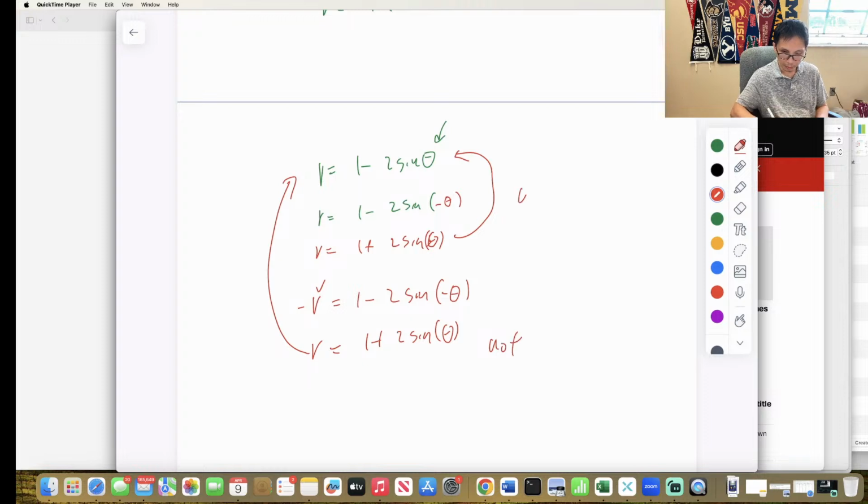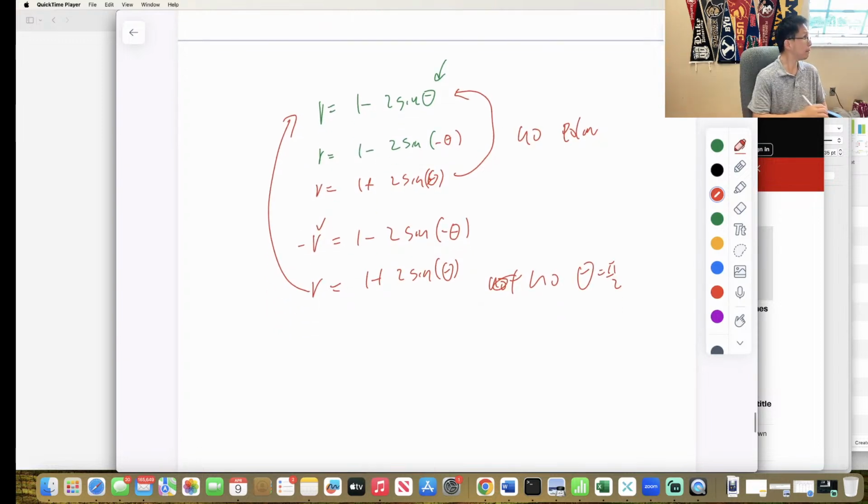So no polar axis symmetry. You multiply both sides by a negative sign. So no to theta equal to pi over 2.